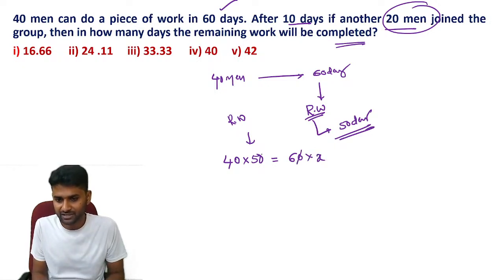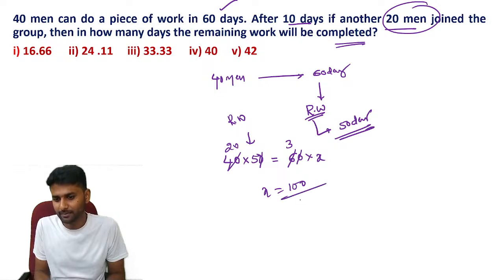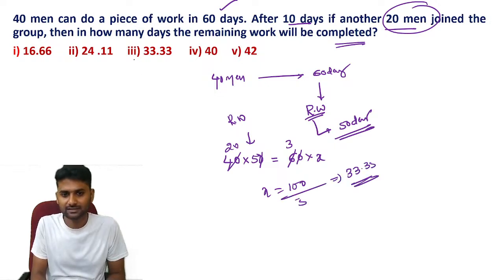Now, go through the calculation. 2 is exactly 3 times, and 2 is exactly 20 times. Now the x value becomes 100 by 3. So this is about 33.33 days.